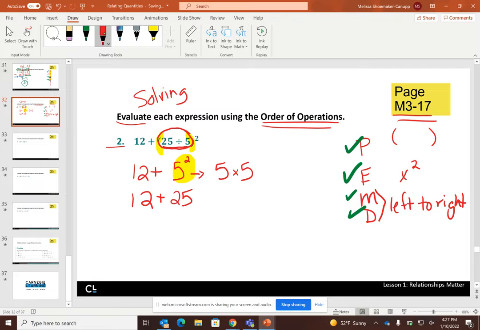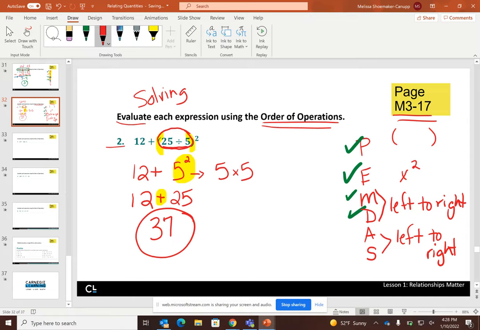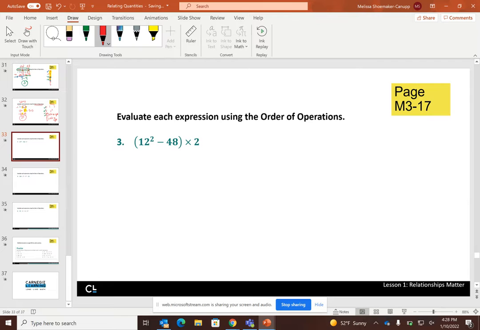My last 2 steps are, please excuse my dear Aunt Sally, addition and subtraction. That's also left to right. And I can see that my last mathematical operation is addition, and so I can quickly add 12 and 25 and get 37, and that should be your answer. Let's go ahead and move on to one more example.